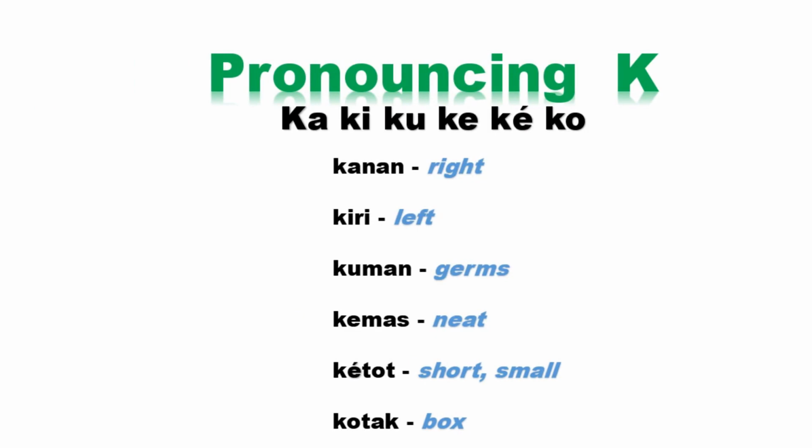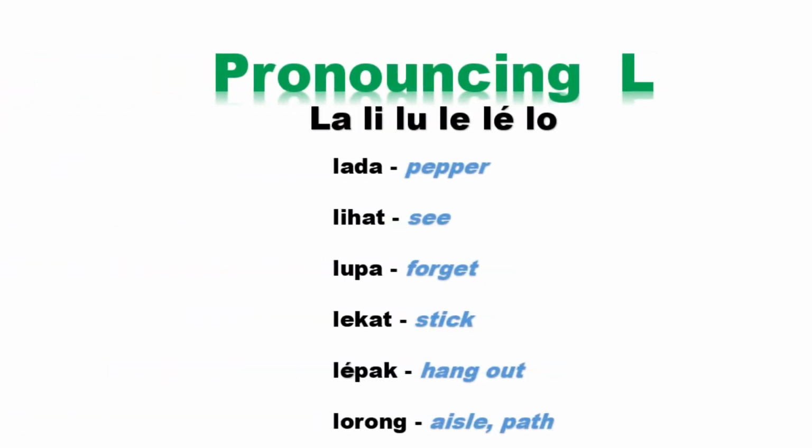Pronouncing K. For K, ka, ki, ku, ke, ke, ko. Kanan, kiri, kuman, kemas, ketut, kotak. Pronouncing L. For L, la, li, lu, le, le, lo. Lada, lihat, lupa, lekat, lepak, lorong.